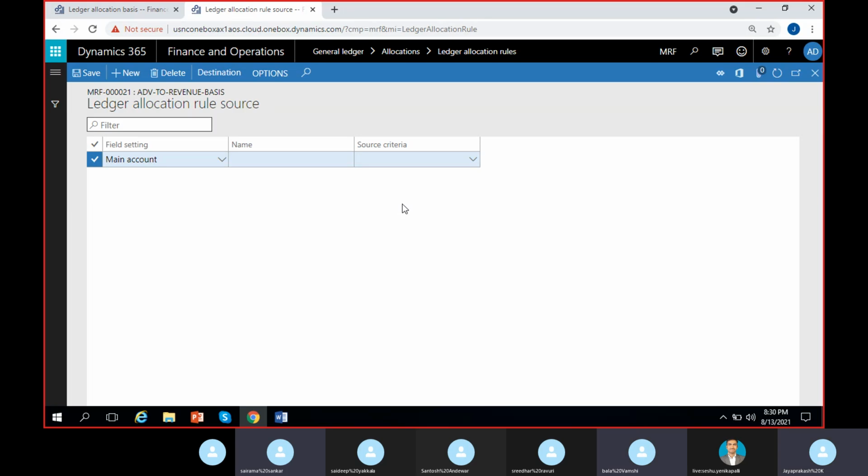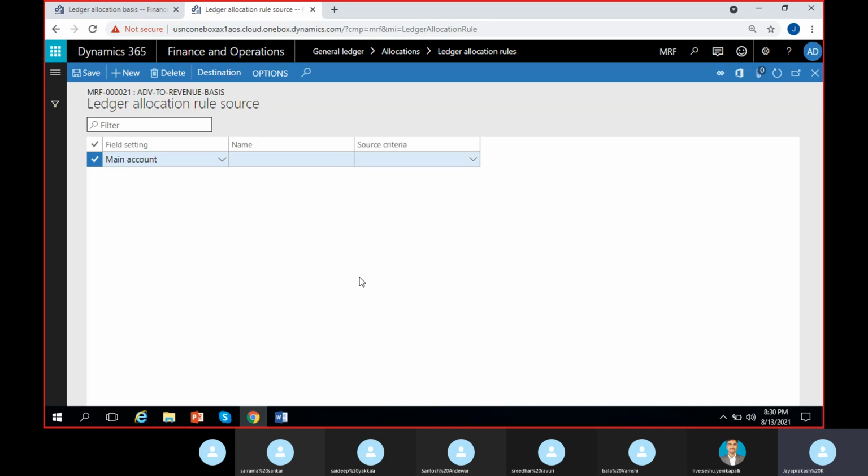Exactly. We have to divide the balance existing in the advertisement expense account. So we have to take the source in the ledger allocation rule as advertisement expense only. The balance in the advertisement expense account is taken as the source amount that has to be allocated. In the basis rule that we created previously, we select whatever is the basis. Revenue is the basis there, but here the source in the rule is the advertisement expense account.